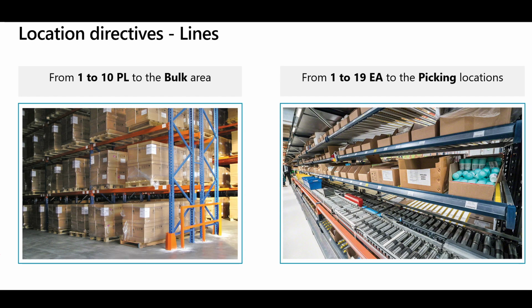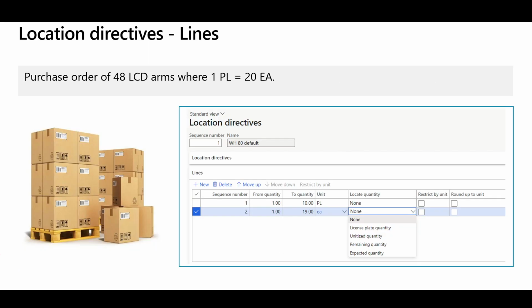Let's see an example of location directive lines in the inbound flow, or purchase order put away. It's required that the full pallets from 1 to 10 pallets be placed in the bulk locations, where the quantity that is less than a full pallet, from 1 to 19 eaches, be placed directly in the picking locations. Following this requirement, think about purchase order receiving of 48 LCD arms where one pallet equals 20 eaches. That means this will be received in 2 pallets and 8 eaches.